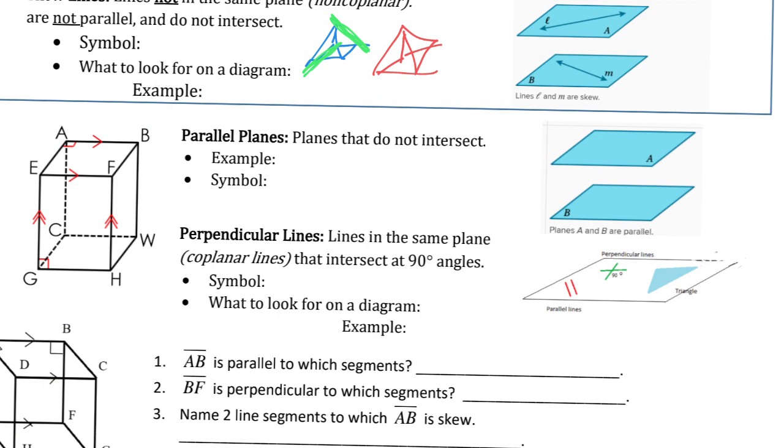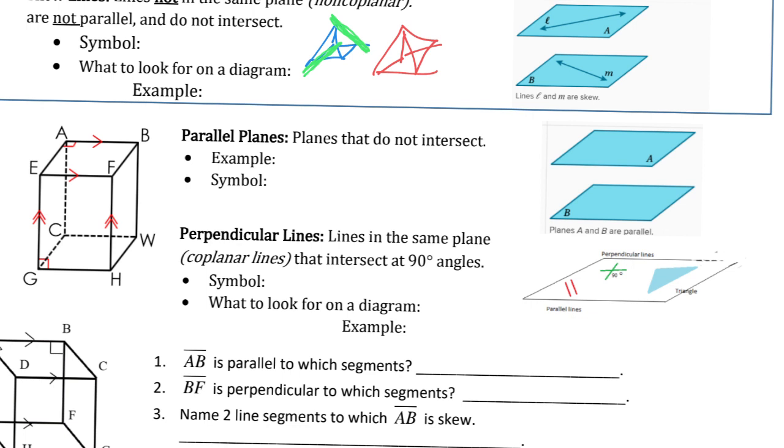On planes, planes can be parallel, and remember they go forever. So even if they don't intersect yet, if they're not parallel, they will intersect. Planes can be parallel, where none of them are in common, and they'll never intersect. And then also we have lines that are perpendicular.